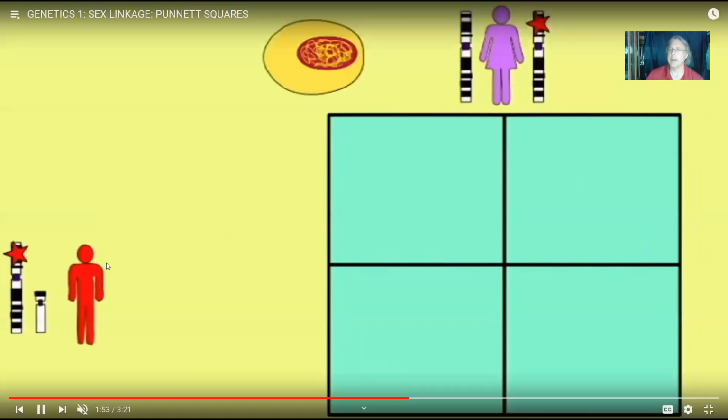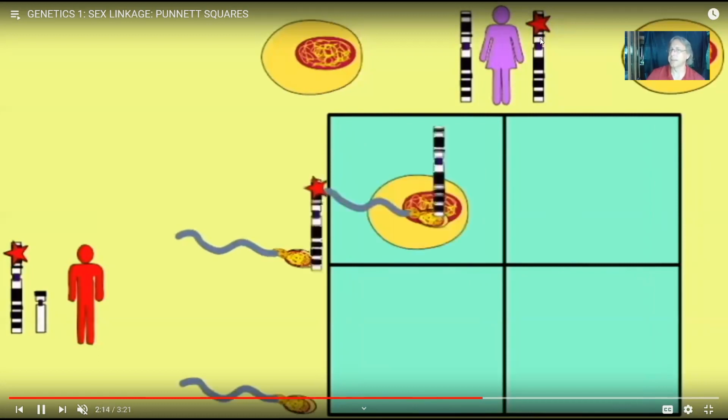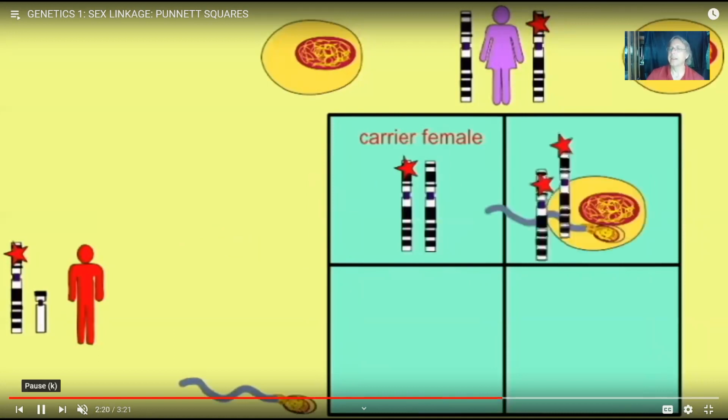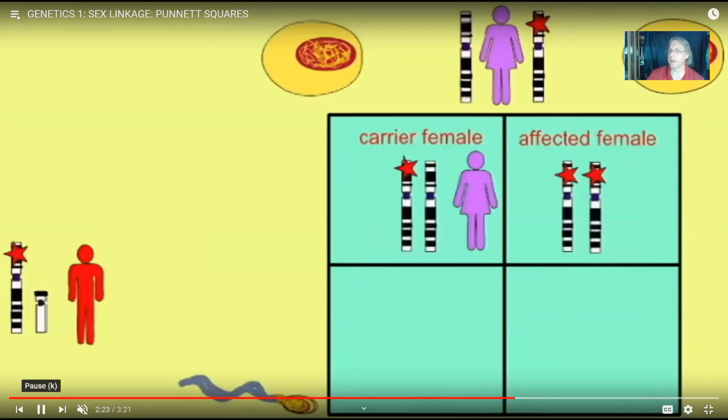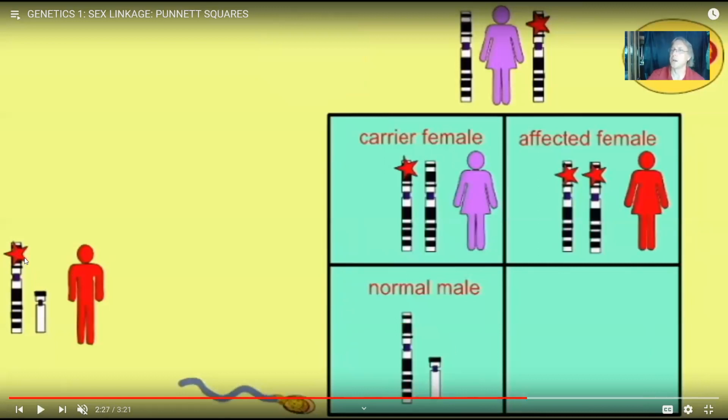In another scenario, if the male is affected and the woman is a carrier, then all of the daughters would get an X chromosome with a colorblind allele from their father. None of the males would get such a chromosome from their father. Half of the ova would carry an X chromosome without an allele for color blindness, but half would. So this would be a carrier female, and this individual would be an affected female. She would have gotten an allele for color blindness from both the sperm from her father and the ovum from her mother. So sex-linked traits can affect women, just to a lesser degree.